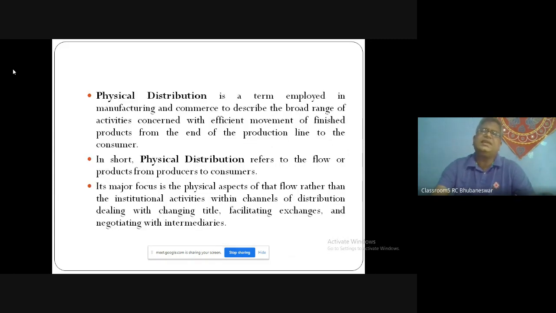But certainly some physical distribution is necessary. Already I have discussed in the previous lecture, physical distribution is necessary, meaning the flow of product from producer to customer, and through an intermediary the product can reach the customer also.